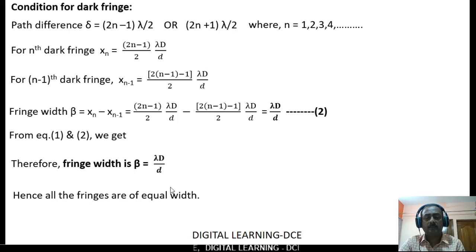Hence, all the fringes are of equal width. That means the distance between two dark fringes is also equal to the distance between two bright fringes.